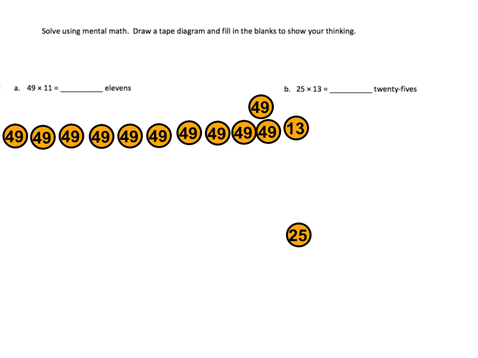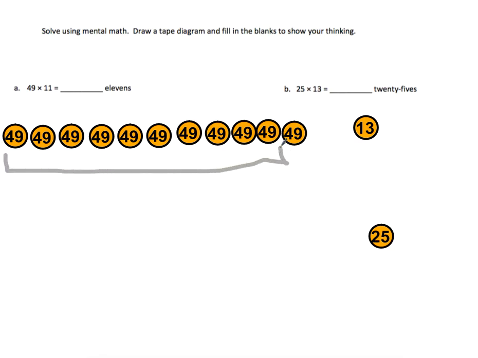We can do it using a tape diagram. I'm just going to move this over just a touch so we have a little bit more room. That's like saying we have 49 11 times. What do we know? In your mind, you know 49 10 times. So when you solve these with a tape diagram, this is how I want you to model it. It's like saying 490, but we need one more. 490 plus 49. So that's 538.